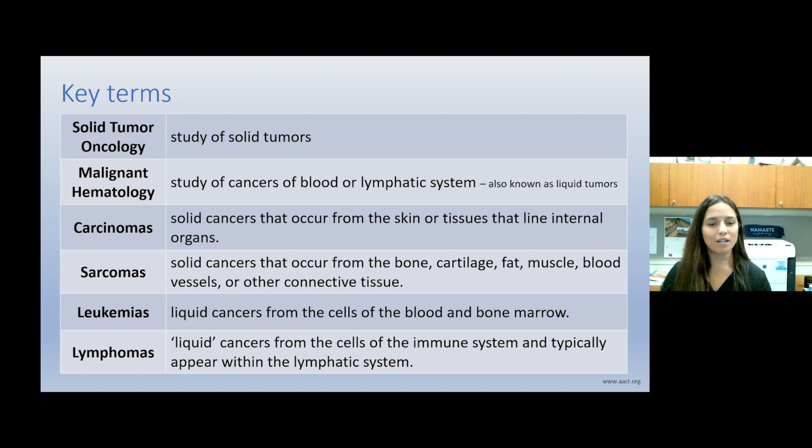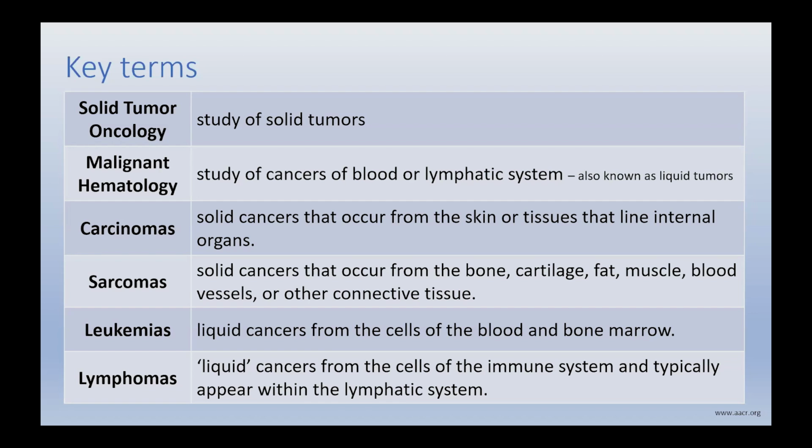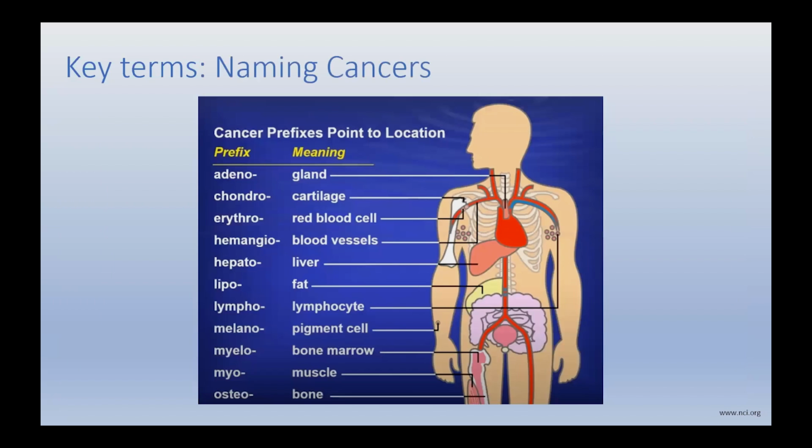Next, the two main types of liquid cancers include leukemia, which are liquid cancers from the cells of the blood and bone marrow, and lymphoma, liquid cancers from the cells of the immune system and typically appear within the lymphatic system or lymph nodes. There are a variety of technical terms which start with Latin prefixes that stand for where the cancer began, such as adeno, meaning gland, hepato, meaning liver, and osteo, meaning bone.